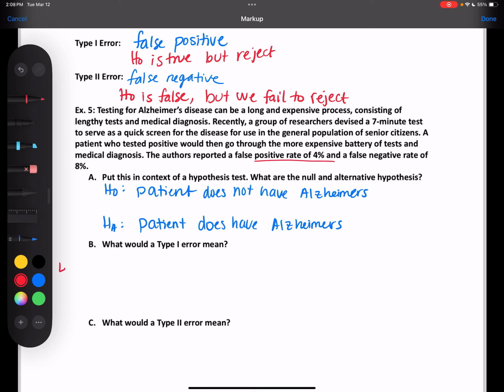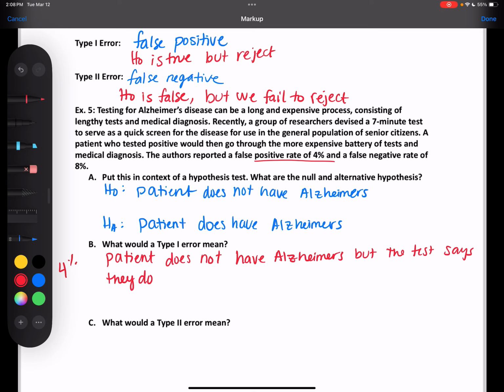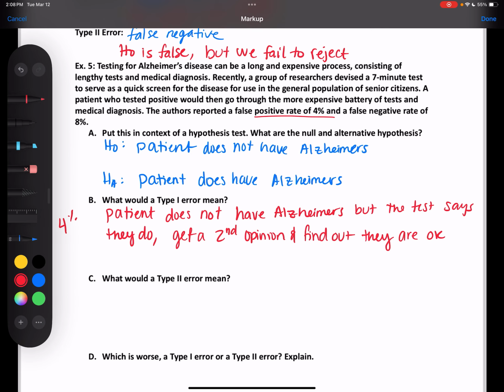The patient does not have Alzheimer's, but the test says they do. They get a second opinion and find out they're okay. Or they don't. Well, for it to be a type 1, they would have to find out that they're okay.